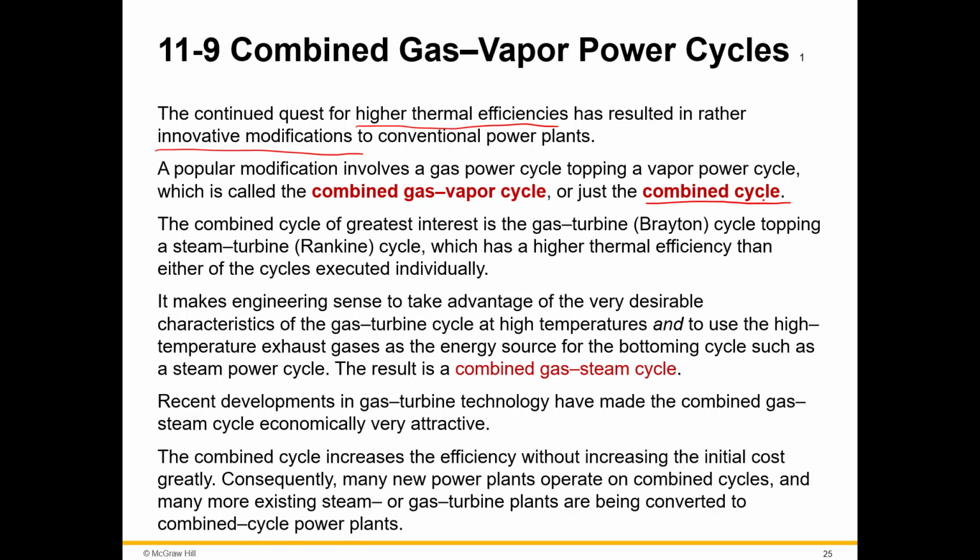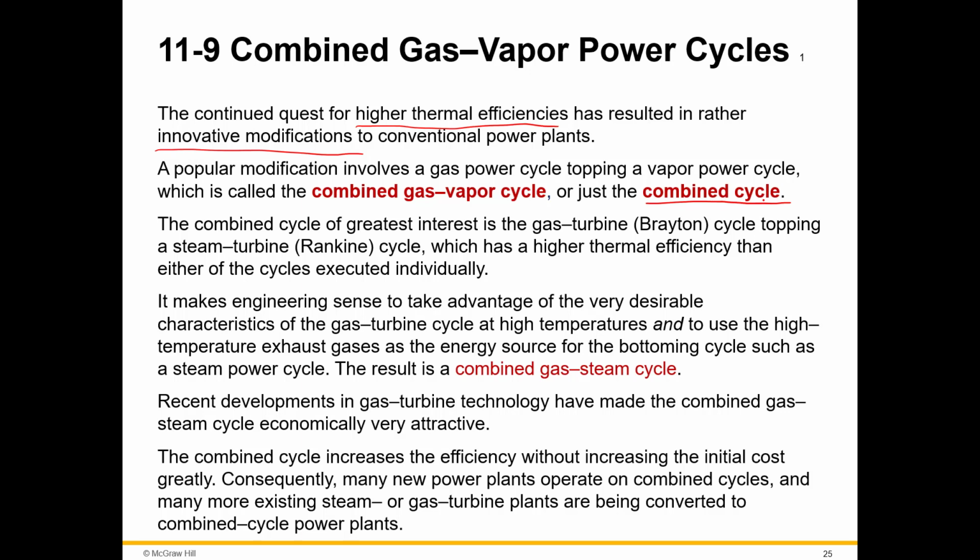The combined cycle of greatest interest is the gas turbine, the Brayton cycle, topping a steam turbine or Rankine cycle. So the combined cycle of greatest interest, because you can have multiple, right? You can combine multiple different ones. But the biggest one is the Brayton cycle topping a Rankine cycle, which has a higher thermal efficiency than either of the cycles executed individually.